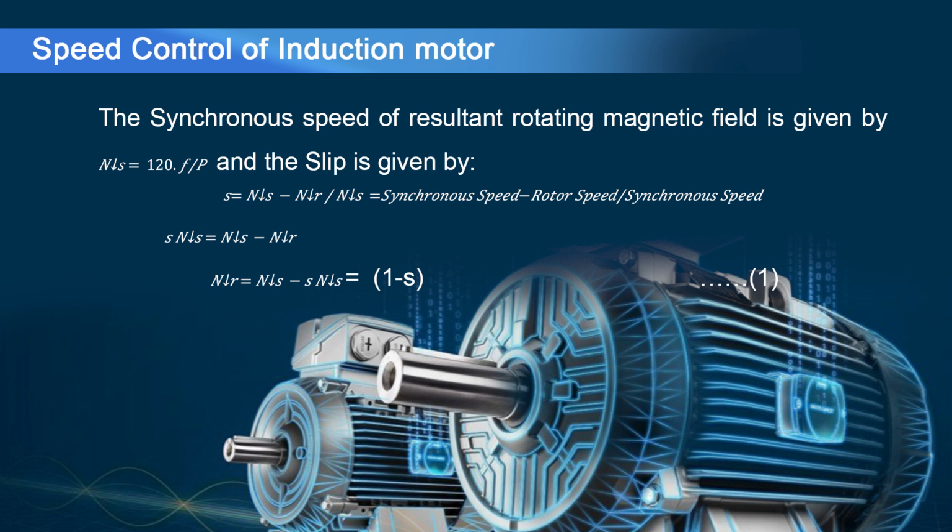From equation 1, it is clear that the number of poles of the winding and the frequency of the supply determine the synchronous speed of the resultant rotating magnetic field. The rotor tries to catch the synchronous speed of this rotating magnetic field. Now, if somehow this synchronous speed can be altered, then the motor speed will change accordingly. The rotor has to follow the synchronous speed. So, if we want to change the rotor speed, we have to somehow alter the synchronous speed.